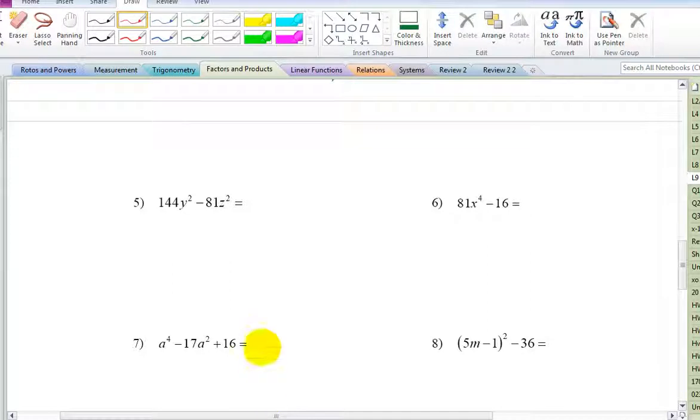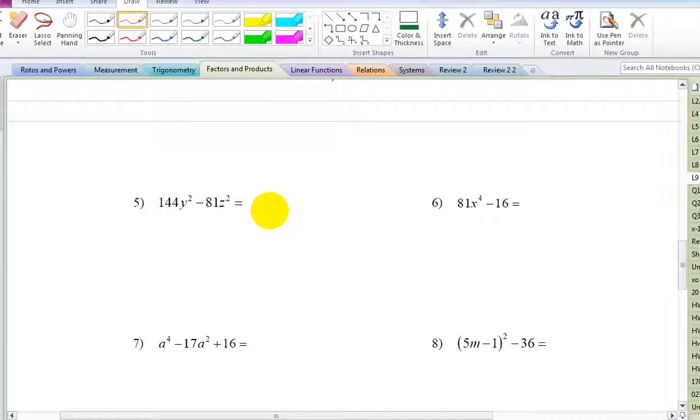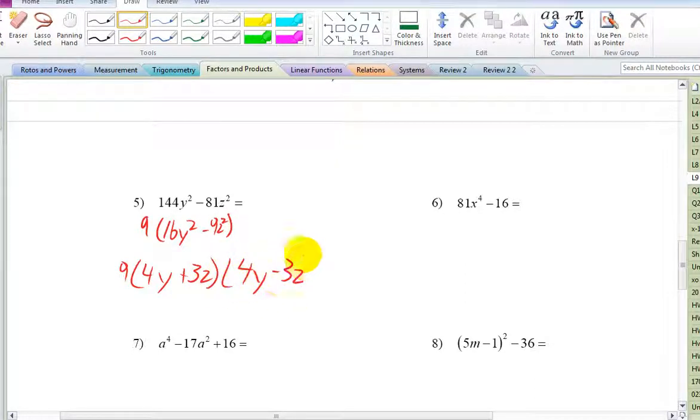Can you take out a 9 from 144? Yep. Okay, so take out a 9 first. So sometimes you'll notice you have to take out a GCF first. And you get 16y squared minus 9z squared. And then you're going to get the 4y plus 3z times 4y minus 3z. Okay?